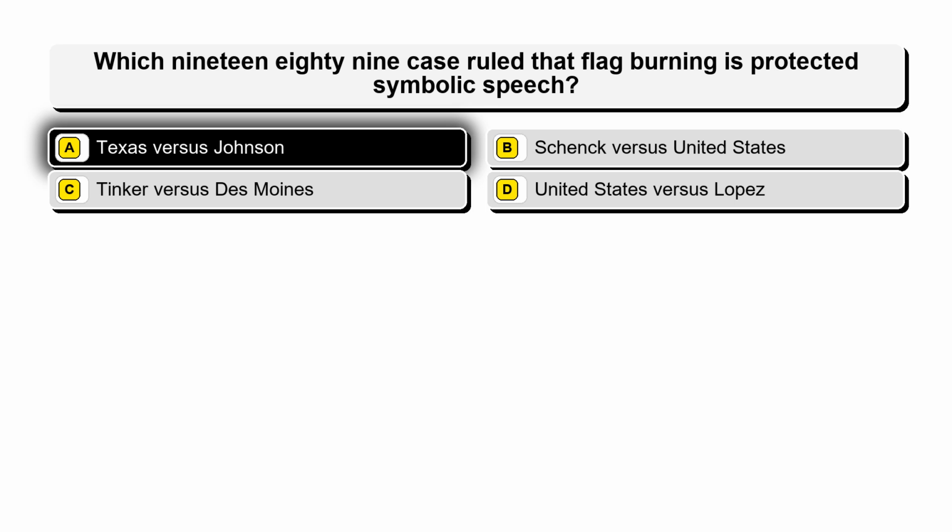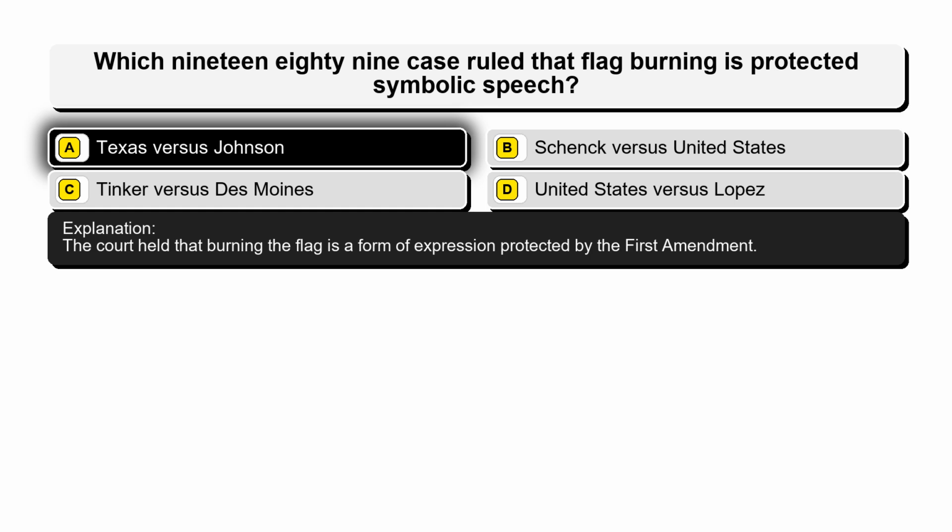The correct answer is option A, Texas v. Johnson. The court held that burning the flag is a form of expression protected by the First Amendment.